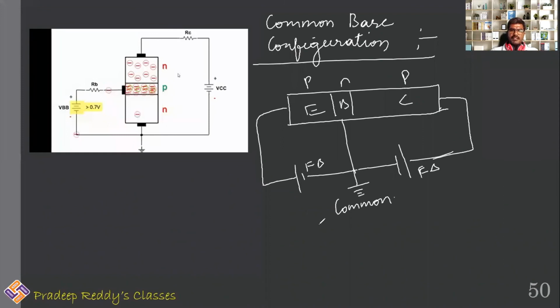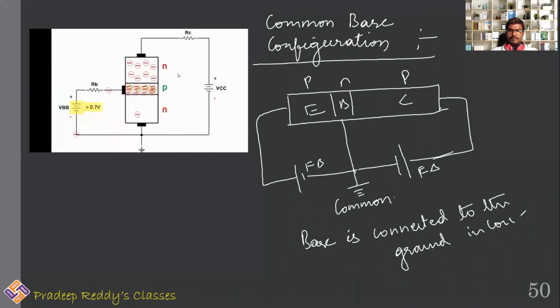In the common base configuration, the base is connected to the ground in common with the emitter and collector, right? This is the common base configuration. So the first type of configuration is common emitter, the second type is common base, and the third type is common collector.